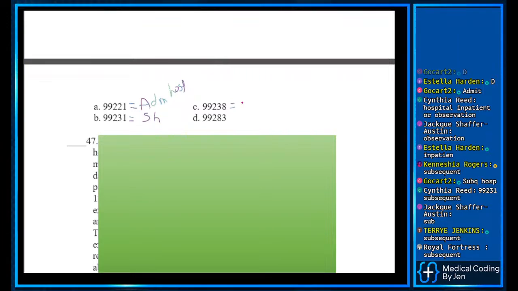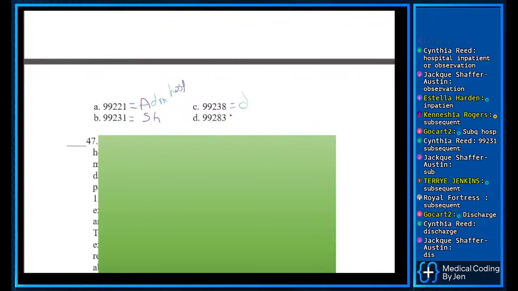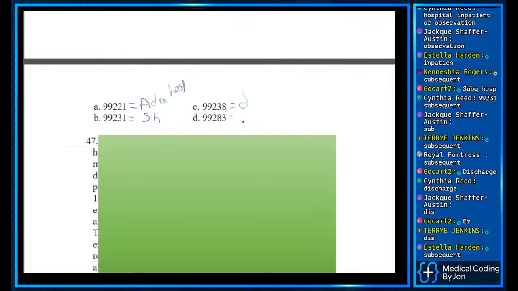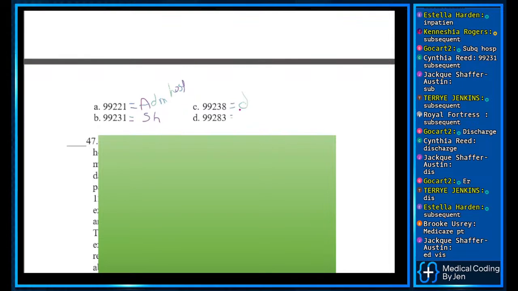We don't have that one. Technically, I guess A does, but only if they're Medicare. There's always so many darn rules. 238 is what? Discharge. Perfect. And then where are we at if we're 283? We're in the ER. Good job, Jack.